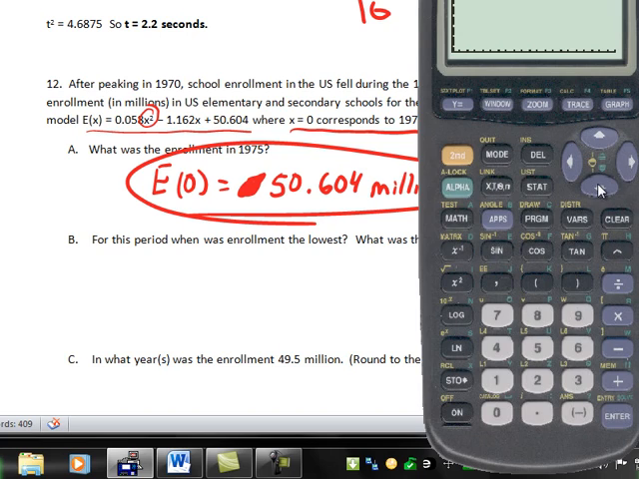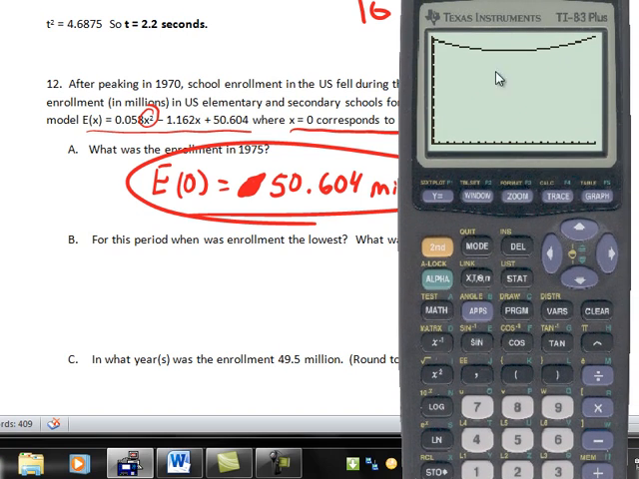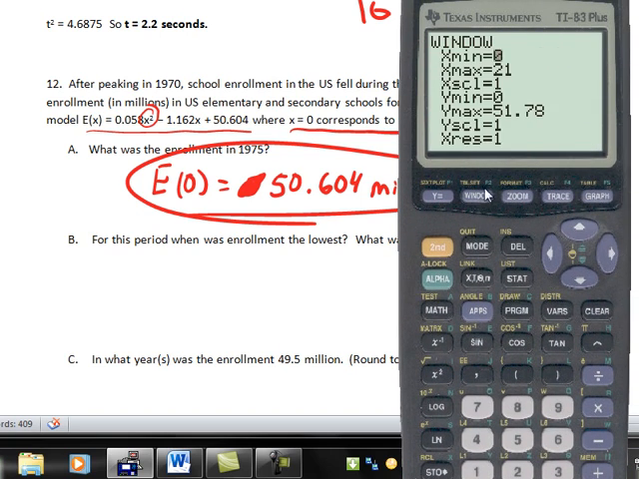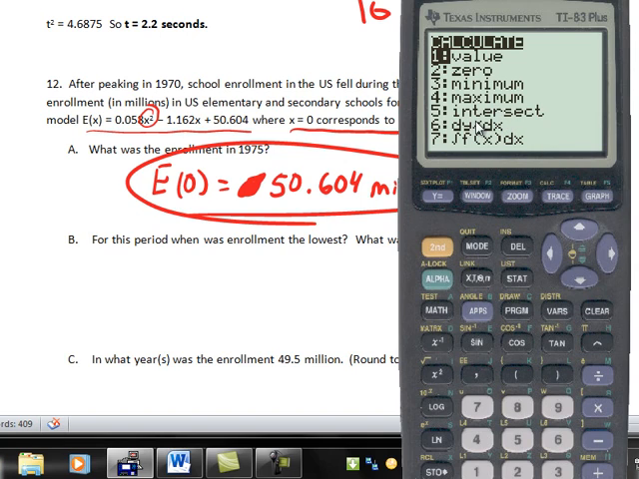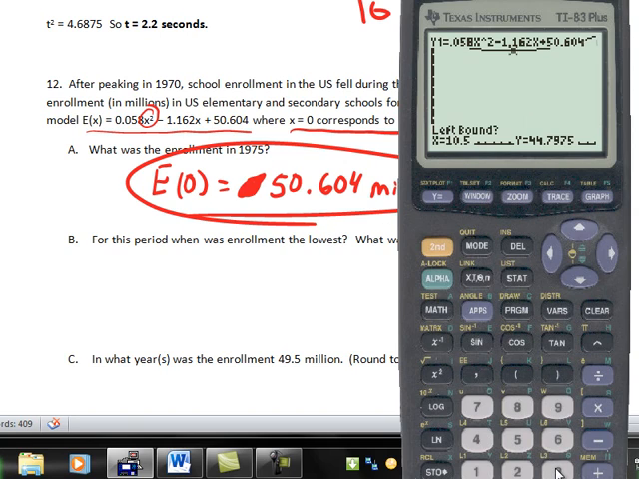Okay, so there's our graph. We're looking for this minimum value. It falls somewhere in this range here. Sometimes I'll click on window just to see what kind of values it picked up. So 0 to about 51 million. Now I'm going to find the minimum. I'm going to go to second trace, looking for where it's lowest, so the minimum, which is number 3.